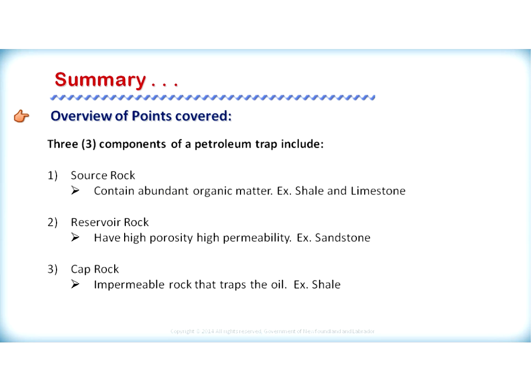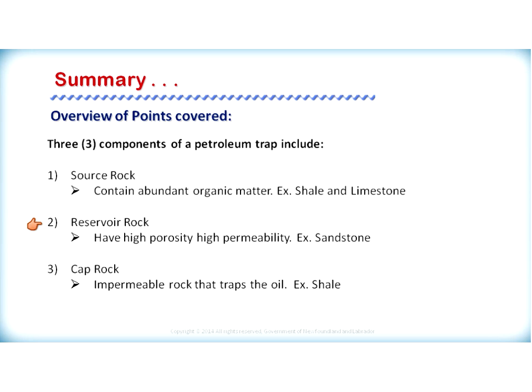Let's look at a summary of the points covered in this presentation. There are three components of a petroleum trap, and they include the source rock, which is a rock that contains abundant organic matter, which is responsible for releasing the hydrocarbons. Such examples of source rocks include shales and limestone.